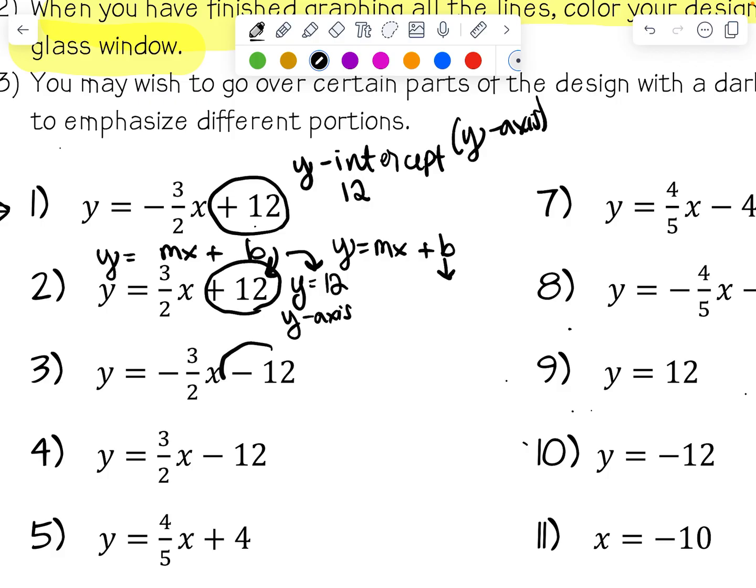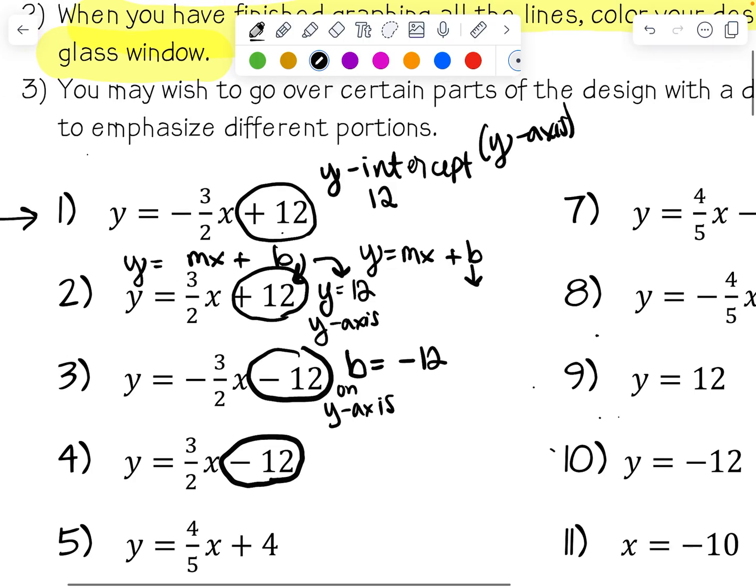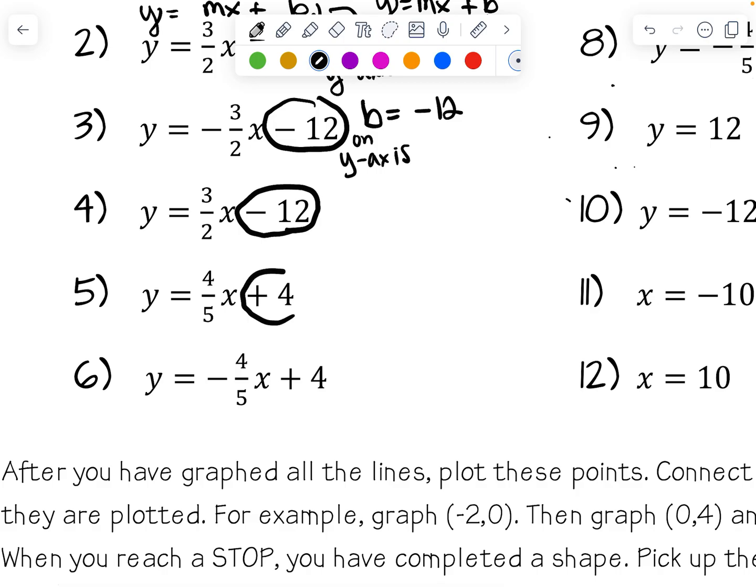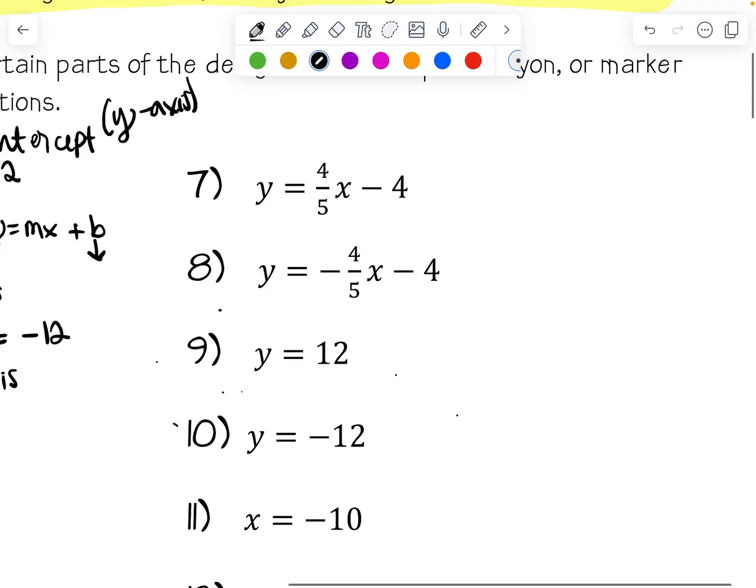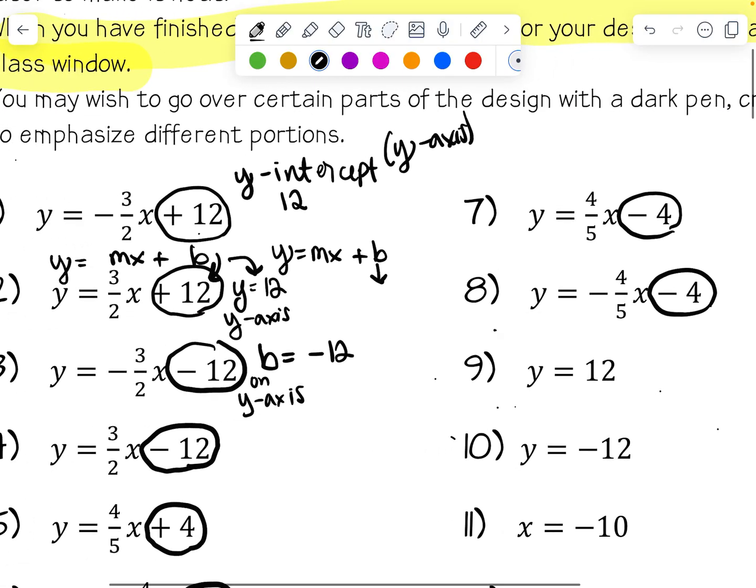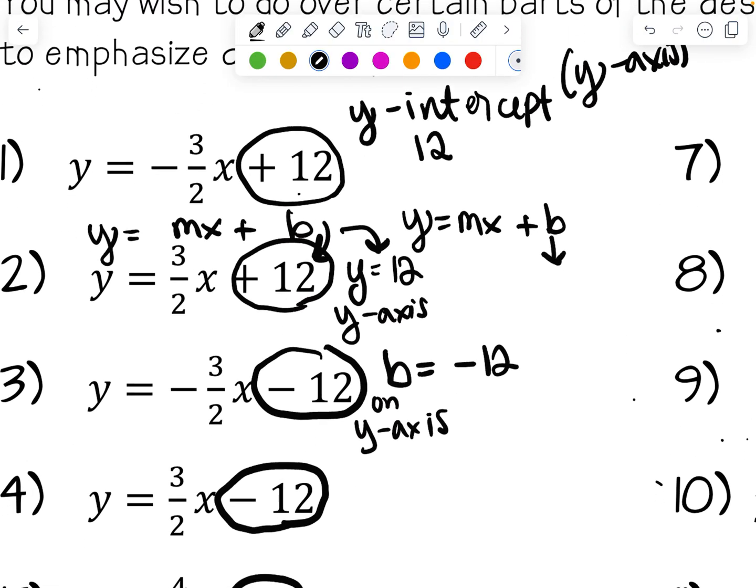The next one here, number 3, the b is negative 12, and we know that's on the y-axis. Okay, the next one, number 4, we can see it's also at negative 12. Number 5, it is at 4. Number 6, it is at 4. Number 7, it is at negative 4, and number 8, it is negative 4. This creates a symmetrical design, which is why those are very similar.